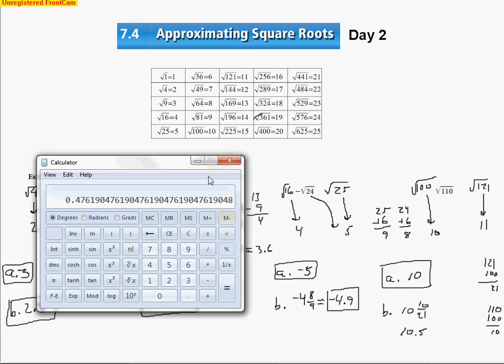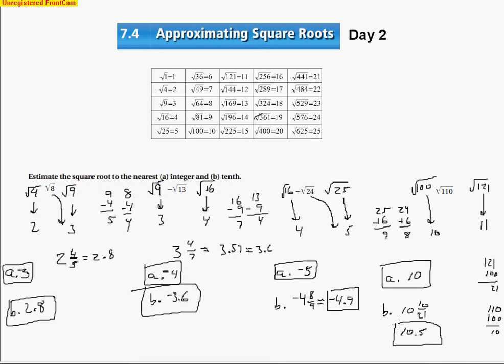Let's check to see if it is. So we'll plug in 110 and do the radical of that, and there it is, 10.48. So you can see how close this answer is to the answer that we got. So 10.5 is a good approximation. So that's the way I estimate square roots without a calculator.